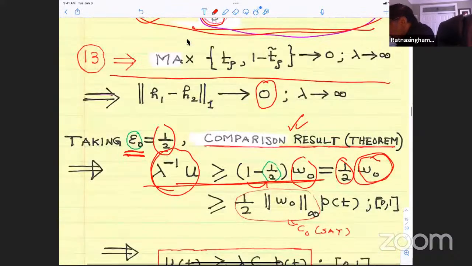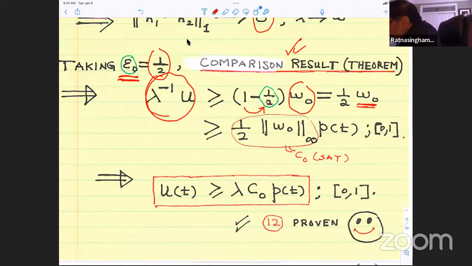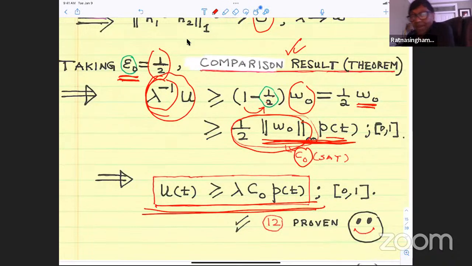So there you go. With the W naught here, I erase all this. The W naught here is greater or equal to the sup norm of W naught times P of T. If you think of this as your constant C naught, then if you move the lambda to the other side, you achieve the a priori estimate that you wanted to achieve. So that's the story, why we had to do this.